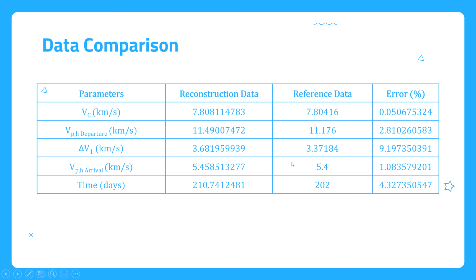Of course, the difference between the reconstruction data and the reference data is there because of the simplification that I used in obtaining the reconstruction data, so that I'm only assuming a 2-body problem, while it's actually more than 2 bodies in reality.